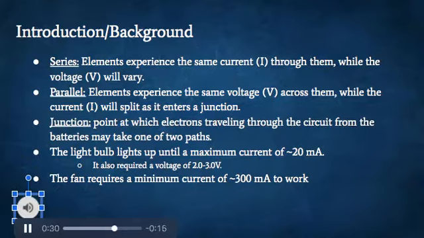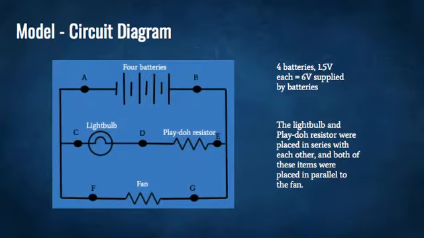There are a few more requirements that we also had to consider. The light bulb required between 2 and 3 volts and no more than 20 milliamps in order to light up. The fan required at least 300 milliamps of current in order to spin. Our challenge was to find the resistance value of the Playdoh that would satisfy all of these conditions. Our circuit diagram contained 4 batteries, which supplied 6 volts total, the light bulb and the Playdoh resistor, which were in series with each other, and the fan, which was parallel to the light bulb and the Playdoh resistor.